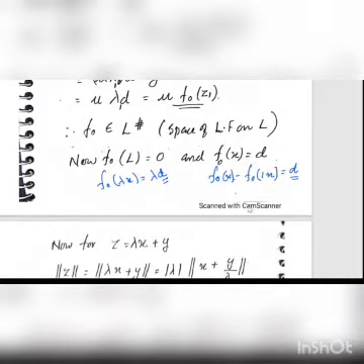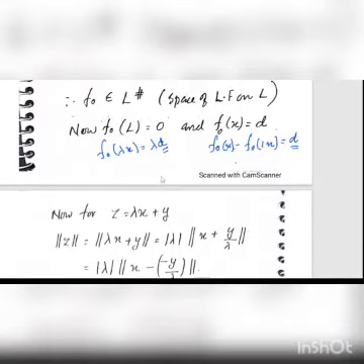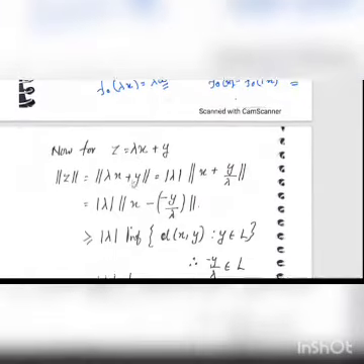Now what we have to do? We have done up to this. There should be a further step. A further step is to apply the Hahn-Banach extension theorem. Okay. Now for z equal to lambda x plus y, before that we should prove that norm of that function is equal to 1.